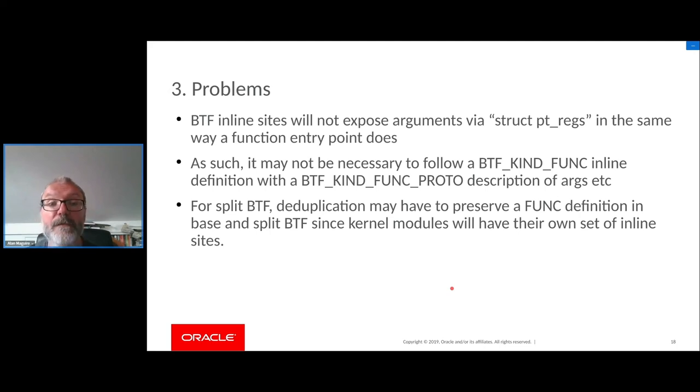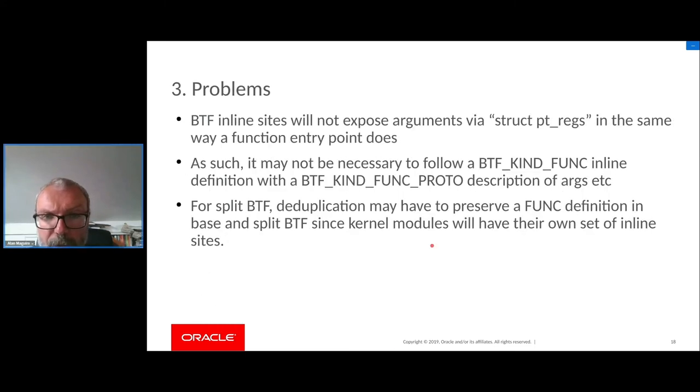The other thing to mention is if we were doing an inline representation for split BTF, the same function name could be in both the base and the split. So in that case, you'd need to have a representation of it in both places because there could be inline sites in both the core kernel and then the kernel module as well. So you need to have a kind of double representation there that you wouldn't have in classic BTF functions, which would be deduplicated in that case because they'd be identical. Because the sites are going to be different, we need to preserve a representation in both cases. That would be the kind of wrinkle there.